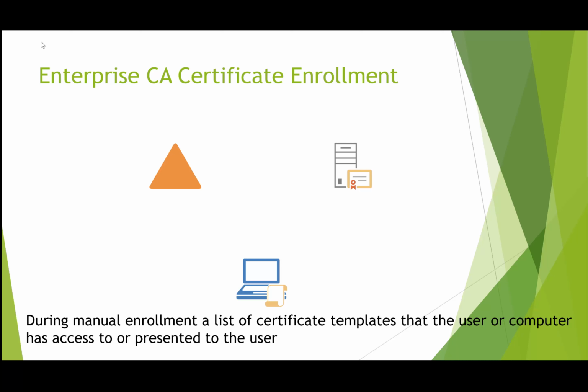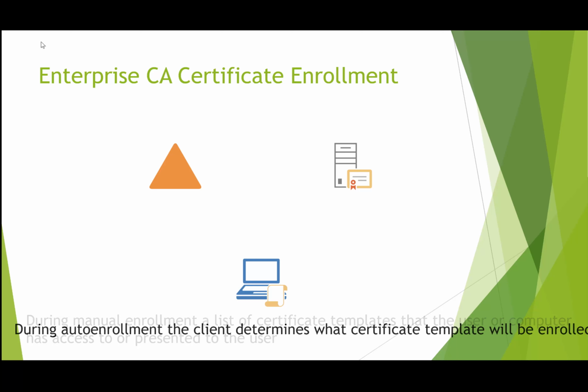During a manual enrollment, like if you're using the web enrollment pages or the certificates MMC, you get a list of templates that either the user or the computer has the ability to enroll for. In other words, the ones they have permission to. If you're doing auto enrollment, the client does all that in the background, figures out which templates the computer or user has access to, and whether they should enroll for it. Do they already have one? Do they need one? That's all handled by the operating system, basically the auto enrollment client at that point.